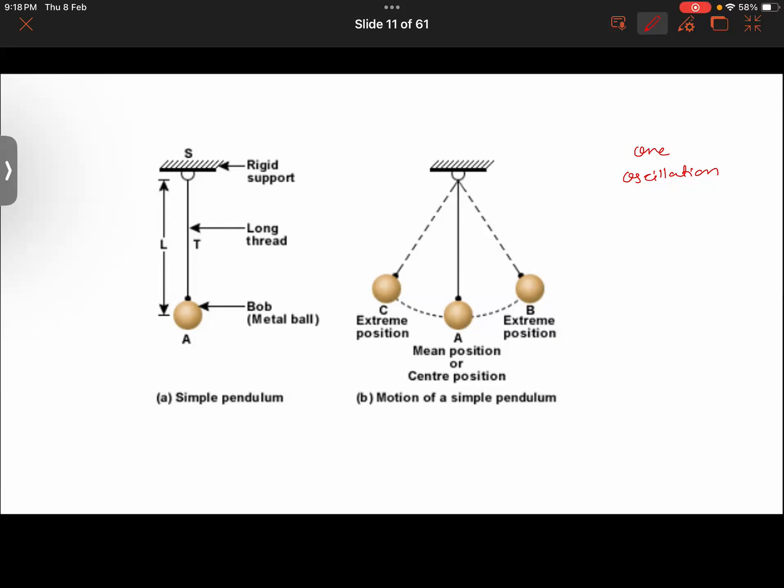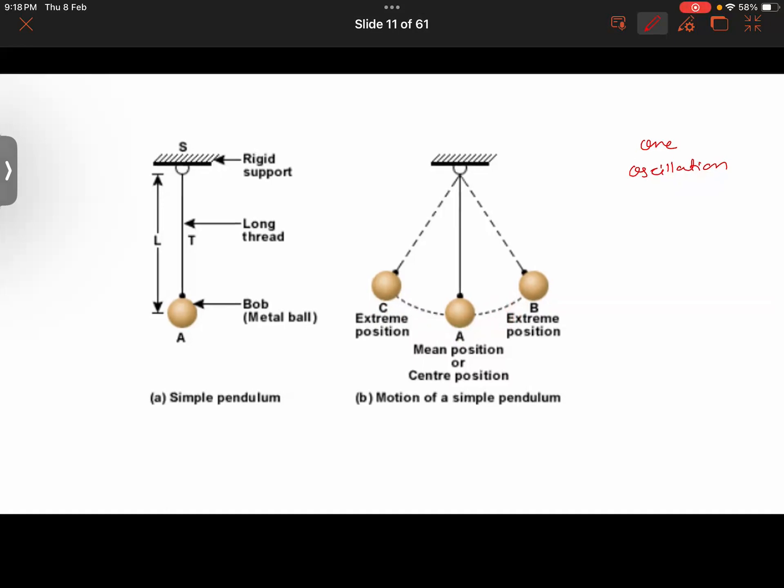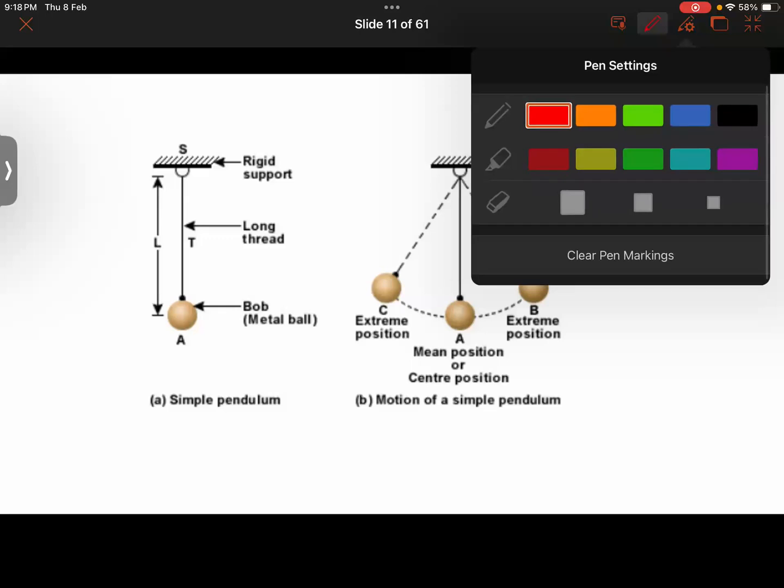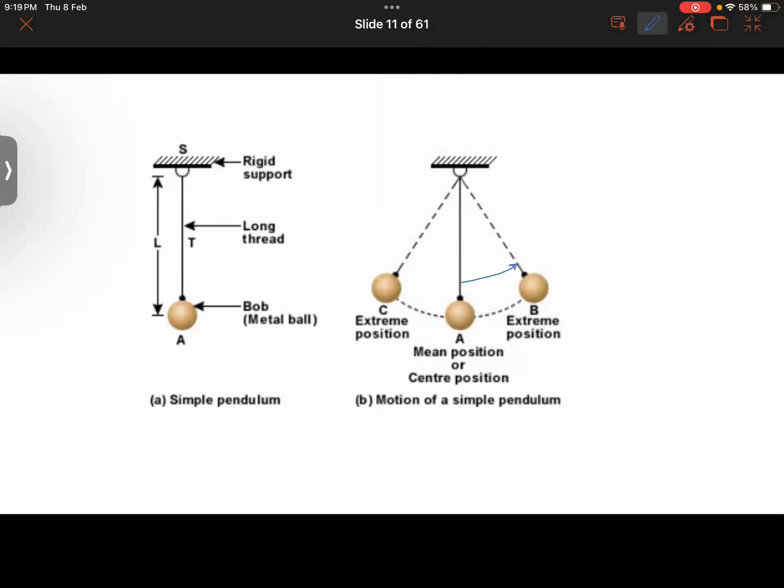Another way is that one oscillation is said to be done when the bob of the pendulum goes from one extreme position to another extreme position and then returns back to the original extreme position. Meaning that, let's say, this bob moves from extreme position B and goes to extreme position C and returns back to extreme position B. Thereby it is also said to be doing one oscillation. So you can answer this in two ways. You can say that it goes from mean position A to extreme position B, and from B it goes to C and then returns back to A. That is one way to define oscillation.